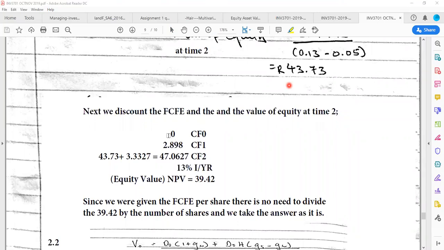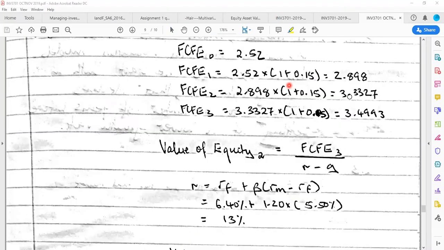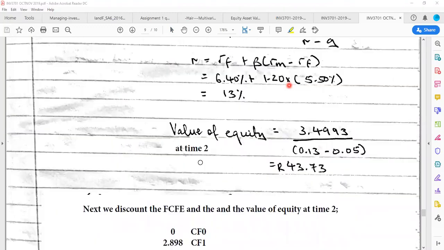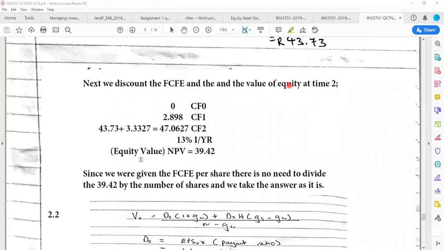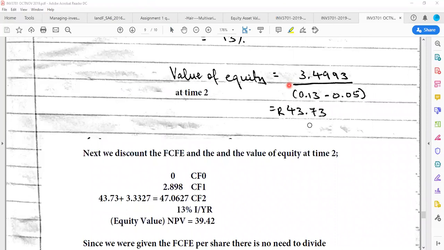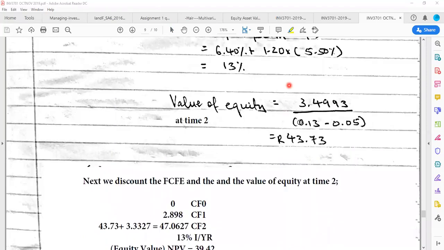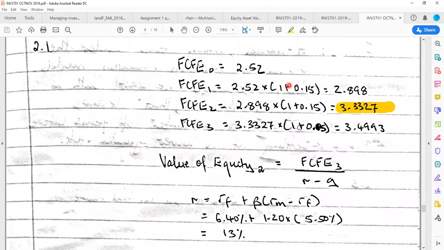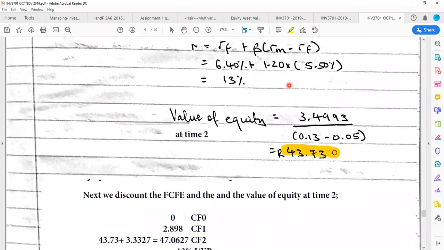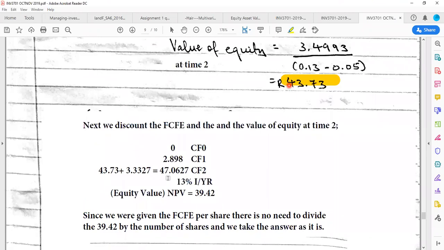and we put CF0 as 0. We put 2.898 as CF1, and we put 3.3327 plus this value that we got at time 2. So we take the free cash flow to equity at time 2 plus this value that we got at time 2. We add these two together and we get 47.0627, that's CF2. We enter in a discount rate of 13% and we use our financial calculator to get us 39.42. So this will be our equity value, right?